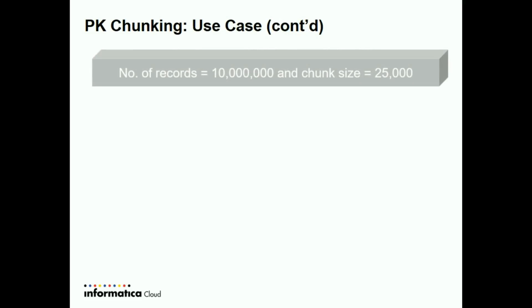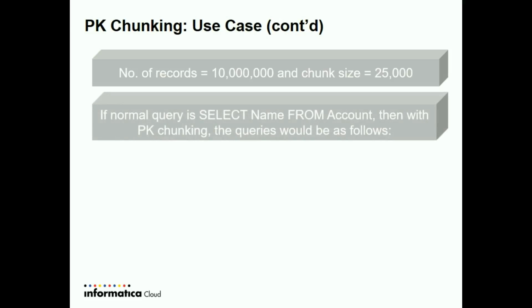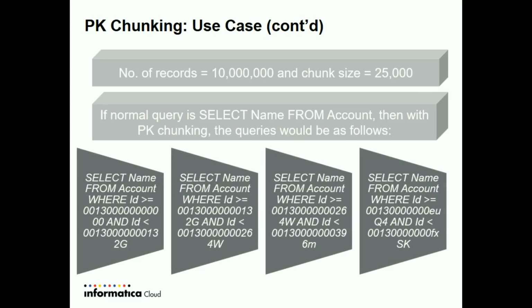So as a solution to the business issue discussed in the earlier slide, now understand how PK chunking helps to fetch the data in batches. If there are 10 million records in Salesforce and if PK chunking is enabled with a chunk size of 25,000, then the bulk queries sent to Salesforce would have a where clause based on the primary key of the table. Each query will then fetch a maximum of 25,000 records. If the normal query is select name from account, then with PK chunking, the queries would be as shown on your screen.